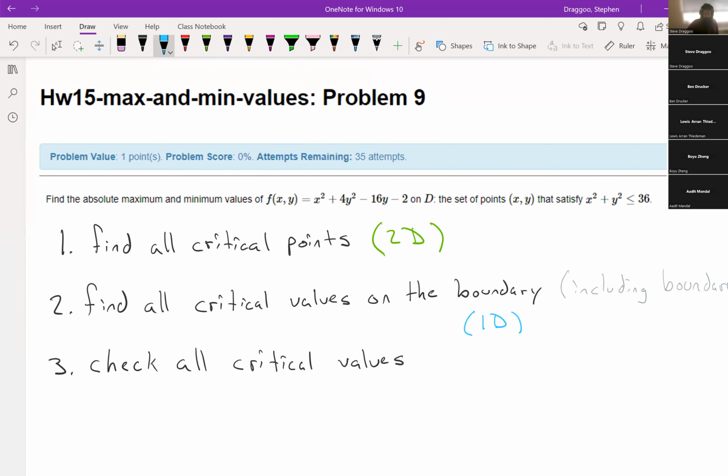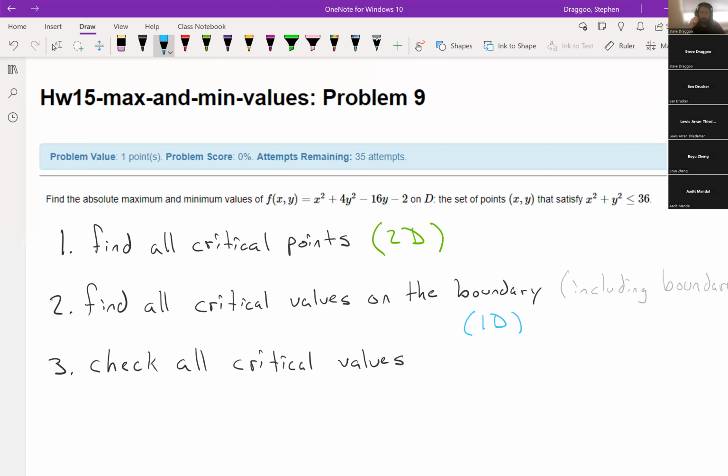Which means that once we find the critical values on the boundary, we'll also have to find its corresponding x or y value. Because when we find our critical values on the boundary, we're only going to be getting one of our variables out of that check. So we'll need to come back and solve for the other variable as well. But okay, that's our plan. Critical points, boundary points, check them all, see what we get.